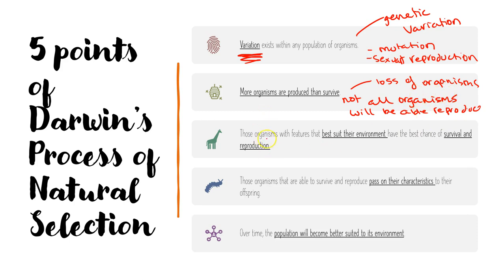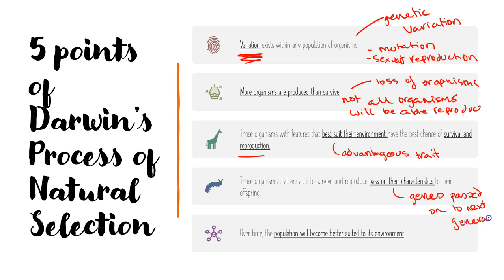Okay, so the organisms with features that best suit their environment, so advantageous traits, okay, so mutations that are advantageous, or a trait like a long beak or something like that that increases their chance of survival and therefore increases their chance to reproduce and pass the genes on. The organisms that are able to survive and reproduce pass on their characteristics, so the genes are passed on to the next generation.